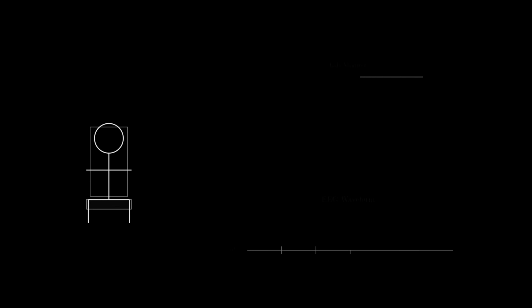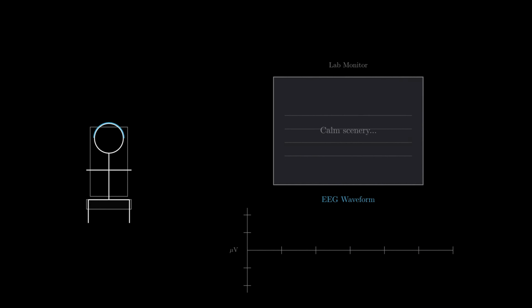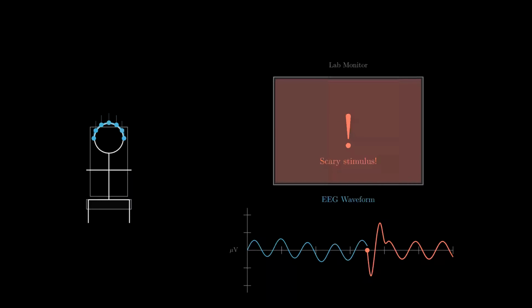Imagine this. A subject sits in a lab, wearing a cap covered in electrodes, eyes fixed on a screen. First, a calm landscape plays, then suddenly, a frightening face appears. And in that instant, the EEG trace spikes. That wiggling line is the brain's voice. But how does it get there? That's what we're here to figure out.